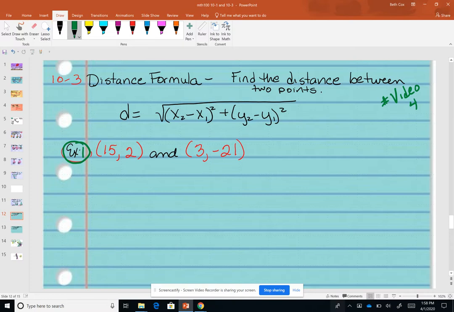We're trying to find the distance between 2 points. Again, this is just an application of simplifying radicals. After we do this formula, the very last step is going to be to simplify a radical, which is what this whole unit is all about. So plug these numbers into the formula and let's get to it.